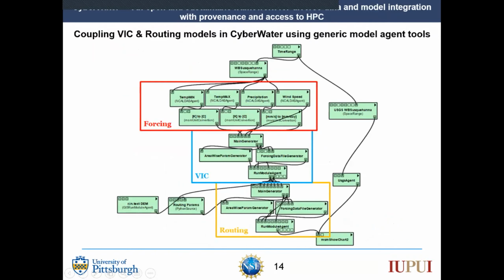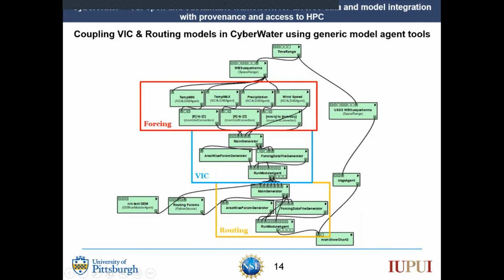Okay, the next one I'm going to show you is coupling different models using the generic model agent tools that we have developed. So instead of using a model agent to couple different models, you can use generic model agent tools to integrate your model into CyberWater and couple them. Here, the modules in the blue box are the modules you use to construct your VIC model agent. These modules work together to serve the functionalities of the VIC model agent. So you basically construct this model agent using the generic model agent tools.